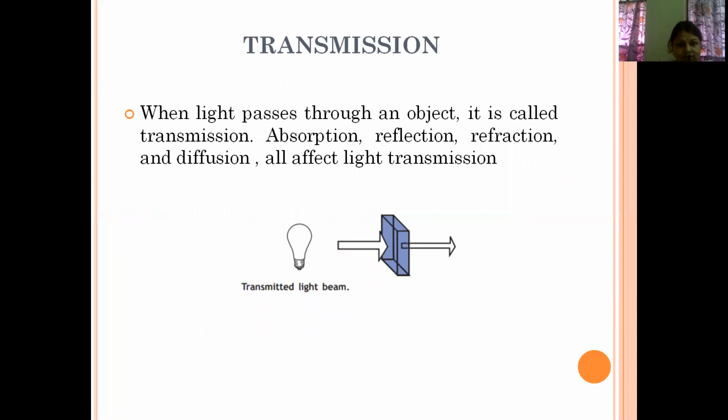Next, transmission. When light passes through an object, it is called transmission. Suppose this is an object and this is a light source, and from this light passes through, so it is called transmission. Absorption, reflection, refraction, and diffusion all affect light transmission.